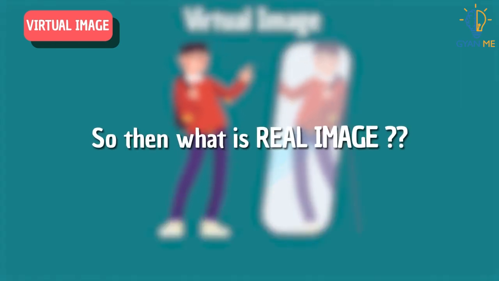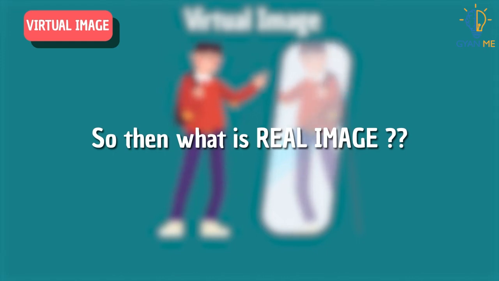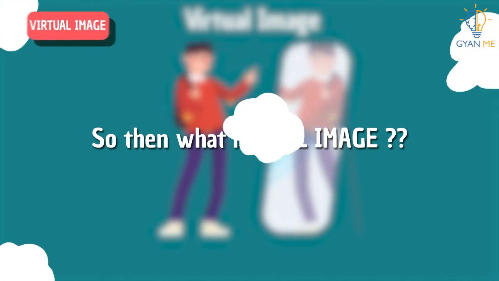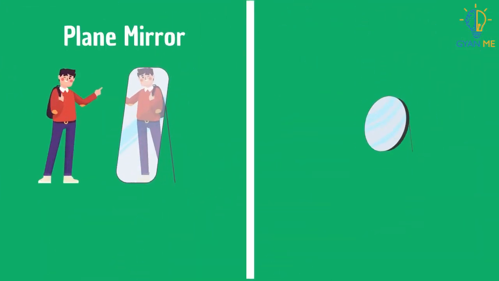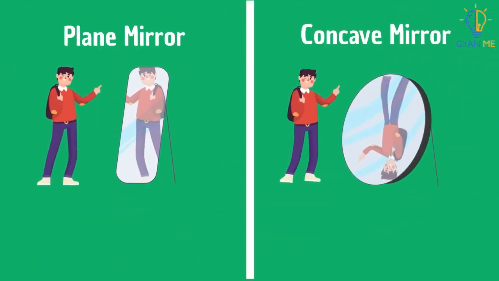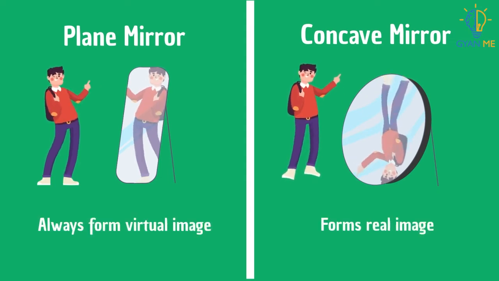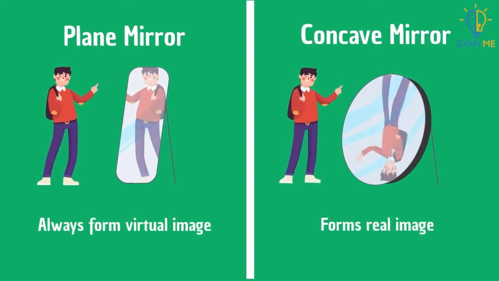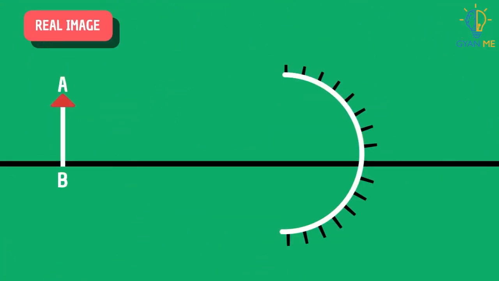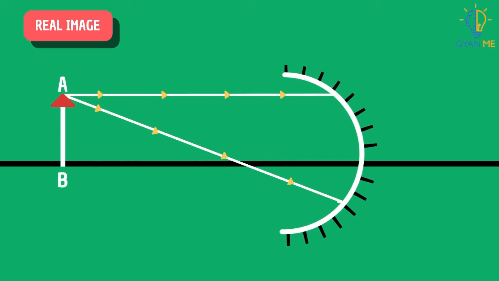So then what is real image and how it is formed? Where it is formed? Let us see. For that, you will have to replace plane mirror with a concave mirror, that is curved mirror. Why? Because plane mirror always forms virtual image and we want to see what is real image. Let us keep the object same AB and consider the incident rays coming from point A of the object incident on the mirror.